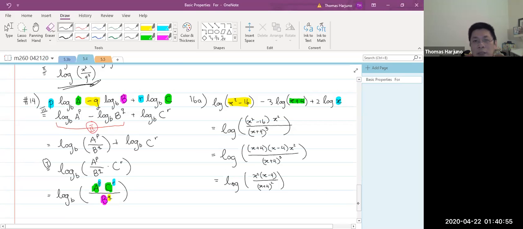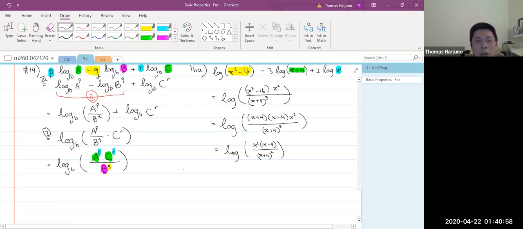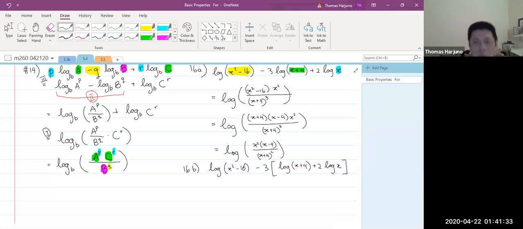And can you try 16b? I hope you see the difference and therefore be able to execute the difference. That's log of x squared minus 16 minus 3 times the sum of log of x plus 4 plus 2 log of x. Okay, let me give you 1 minute to put them together and another 1 minute to simplify.